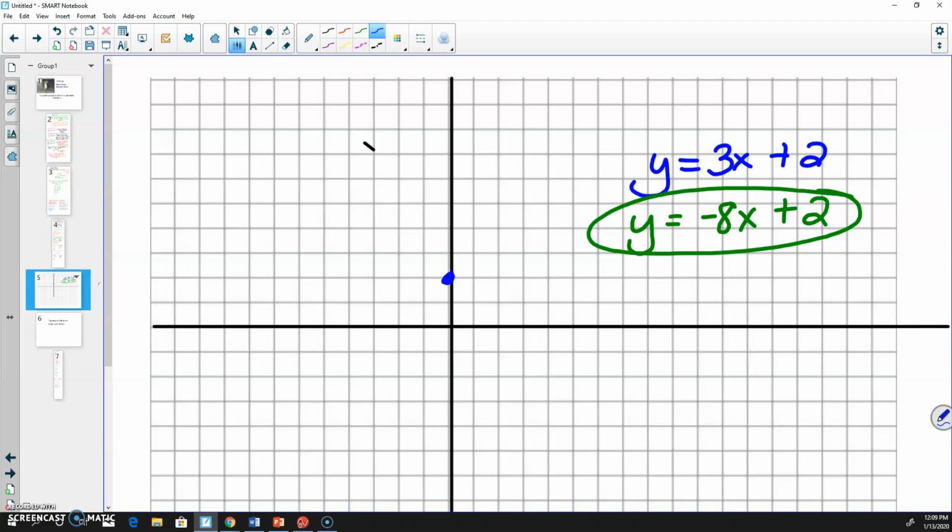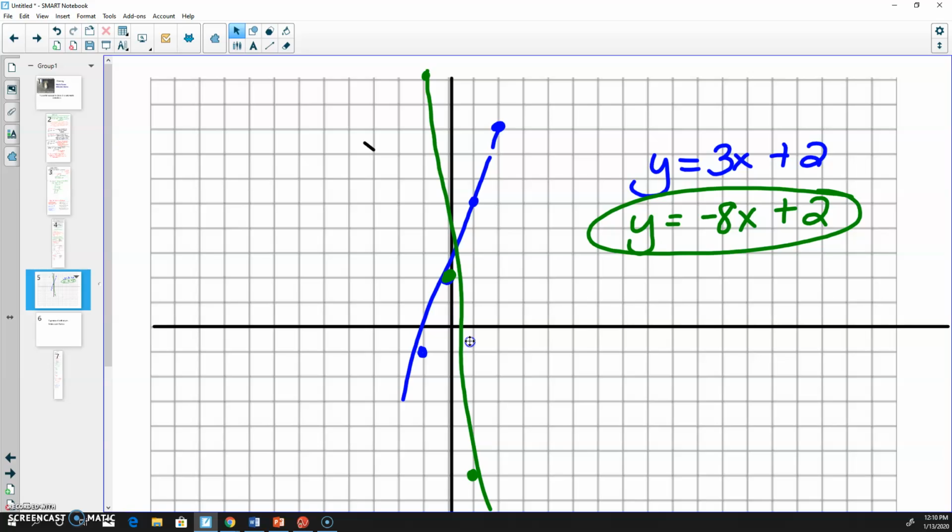So if we graph this, the blue line would start at 2. It would go up 3, over 1, up 3, over 1, down 3, backwards 1. The green line would start at 2, but it would go down 8, 1, 2, 3, 4, 5, 6, 7, 8, over 1. Or up 8. The green line is way more steep than the blue line, right? Because the slope is bigger. And the green line turned to be negative. They both started at 2.